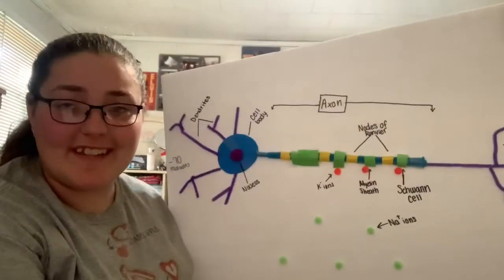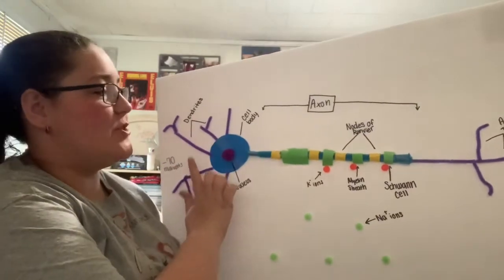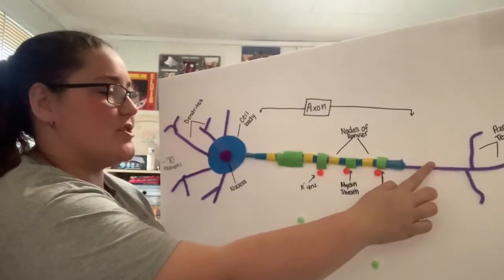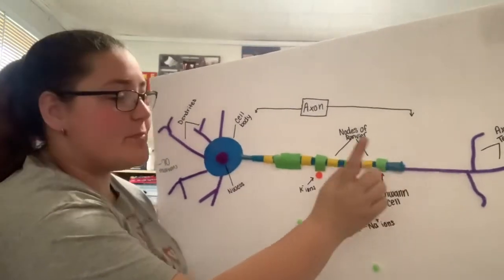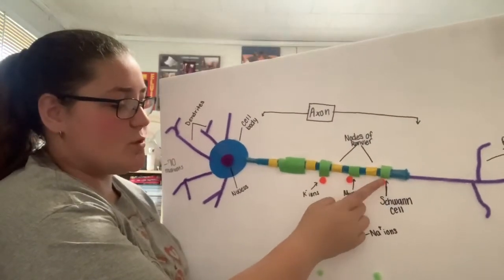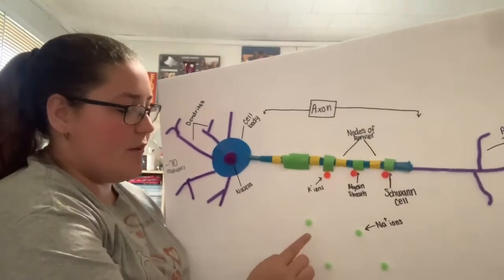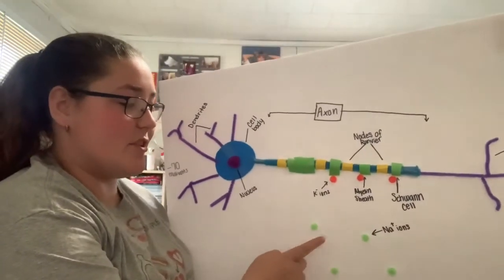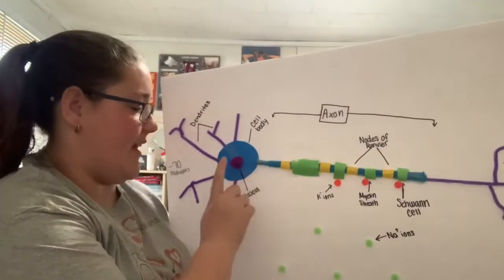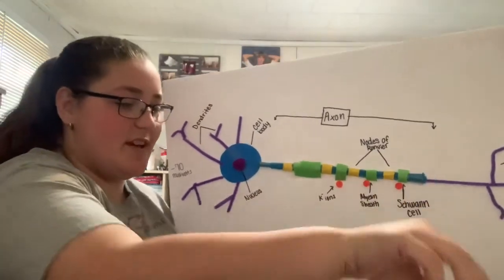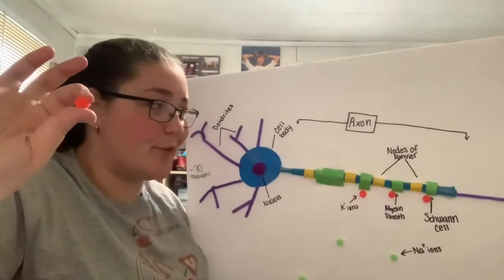To show all of the things I used: for the dendrites and the axon terminals, I used pipe cleaners. For the Schwann cells and the nodes of Ranvier, I used felt. For the sodium ions, the potassium ions, and the nucleus, I used these craft fluff balls.